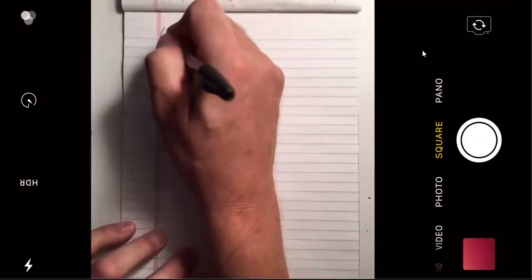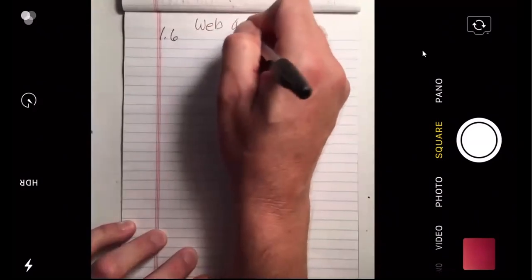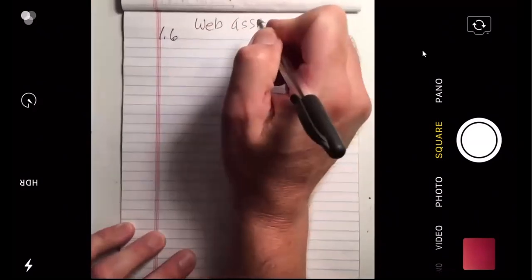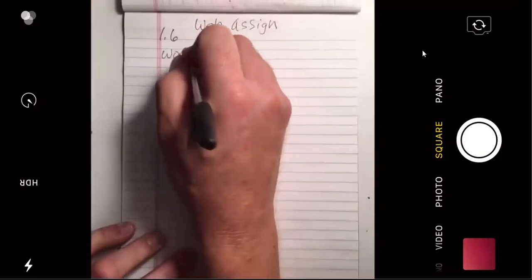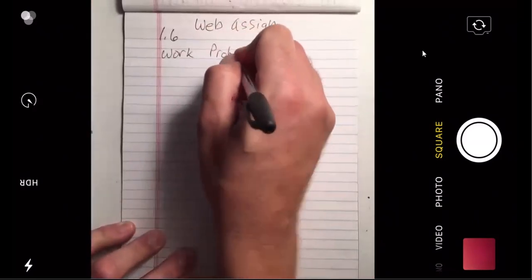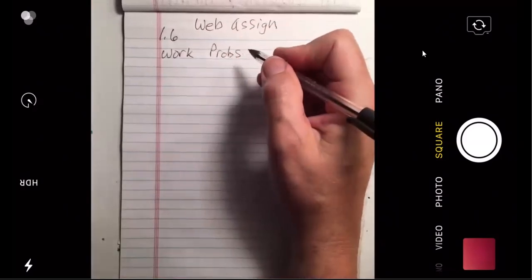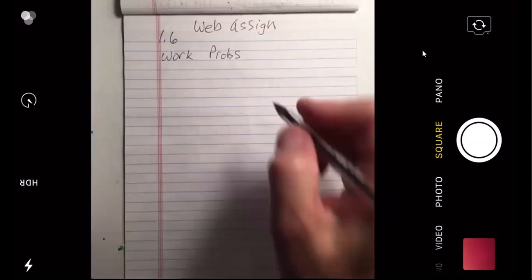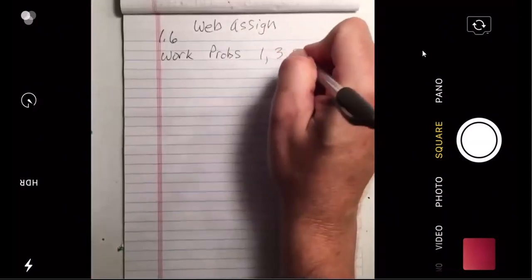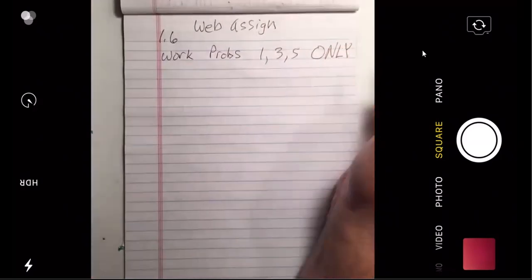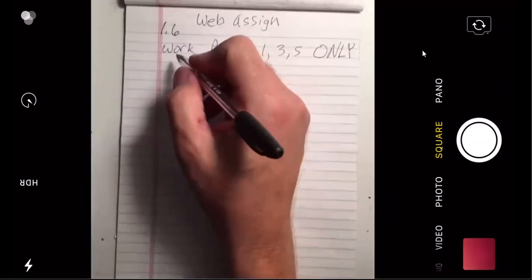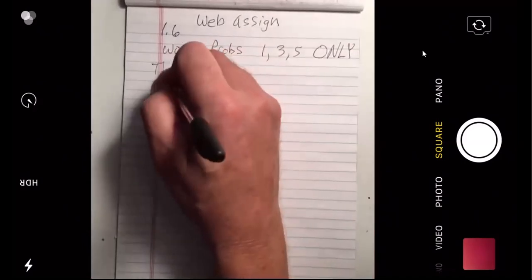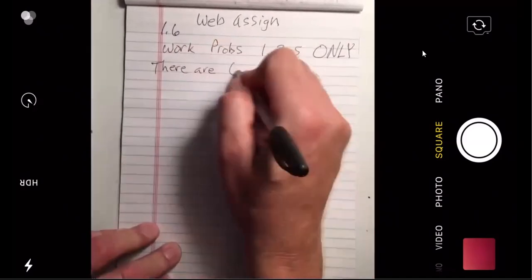1.6. This is again still in WebAssign. Work problems one, 3, and 5 only. This means there are 6 total problems.